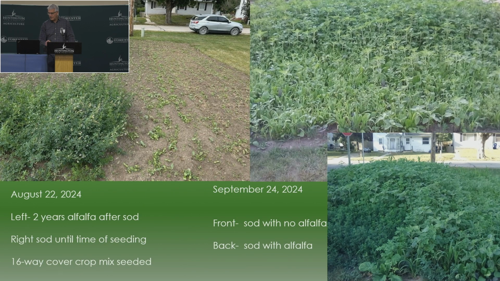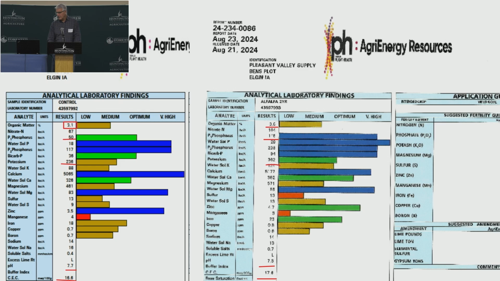The picture on the left is in August. The ones on the right are after the cover crop has some size in September. And you can see a huge difference in the size of the cover crop. And where the sod was tilled under 2 years prior, it's much bigger. What's going on there? Well, he took a soil test.